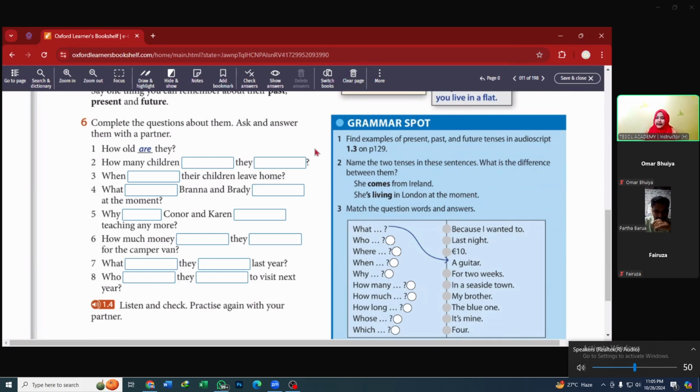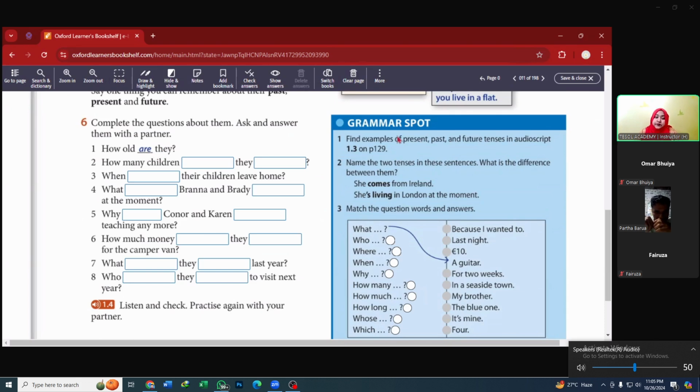Let's fill in the blanks at first. The first one has been done for us. That is, how old dash they. It is given: how old are they. So "are" is the appropriate word that fits into this question to make it more sensible.